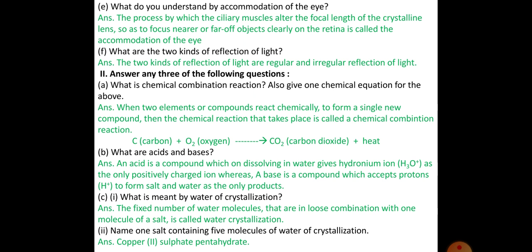What are the two kinds of reflection of light? The two kinds of reflection of light are regular and irregular reflection of light.